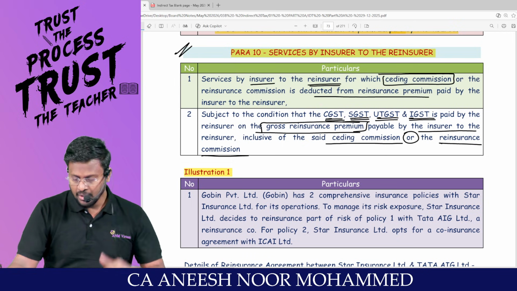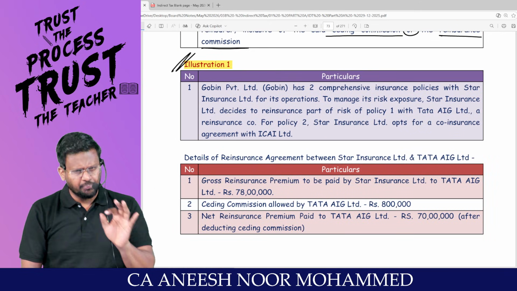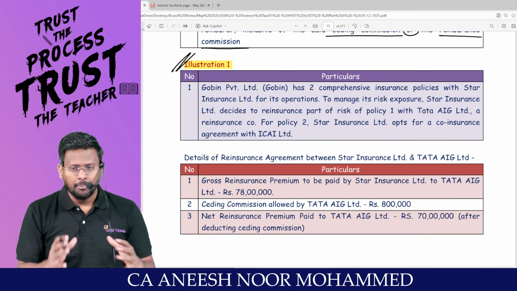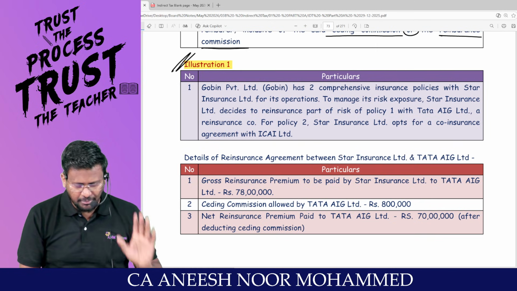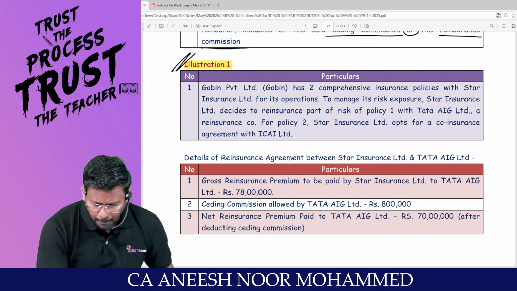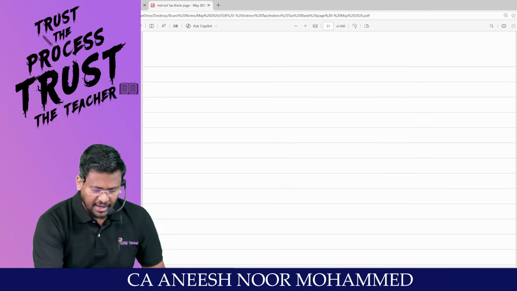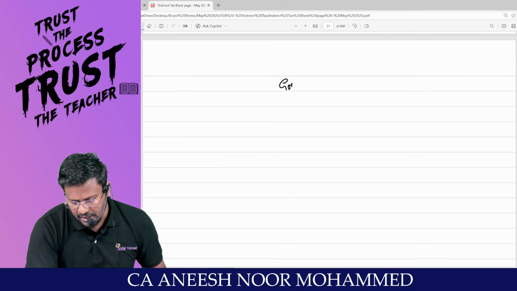Can I proceed? I will explain that too with this example. Beautiful example. Be with me. I will be taking 5 to 7 minutes extra because if you clearly understand this question, that provision can be easily understood. Gopin Private Limited has two comprehensive insurance policies. Assume you are Gopin. You are a company. You think like that. You are Gopin Private Limited.